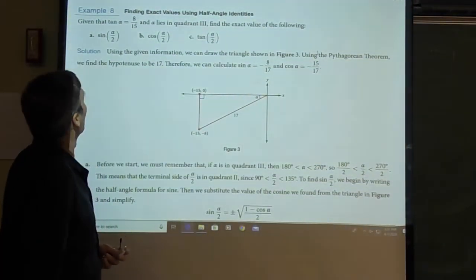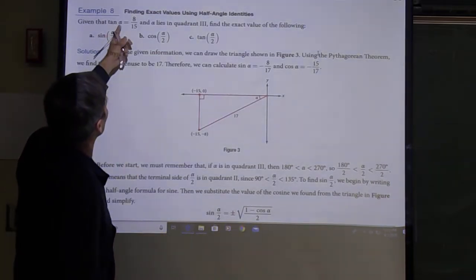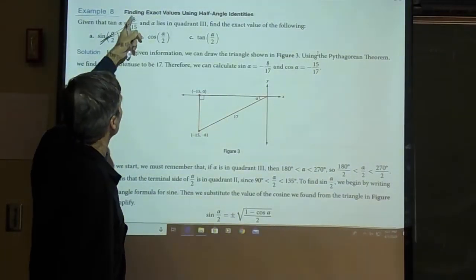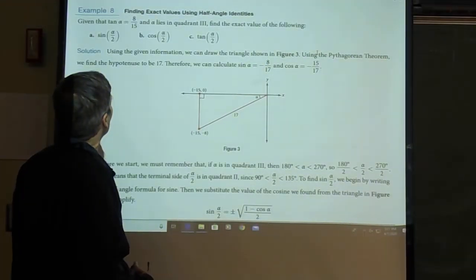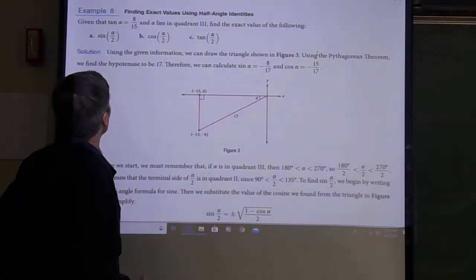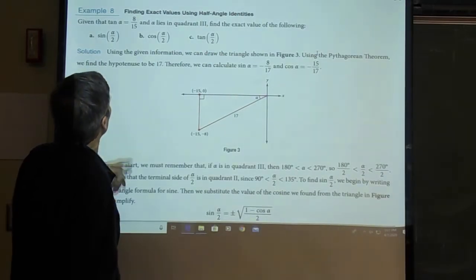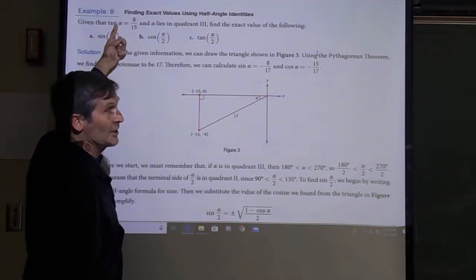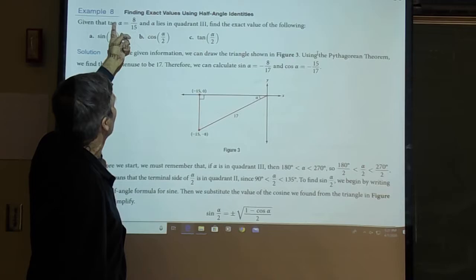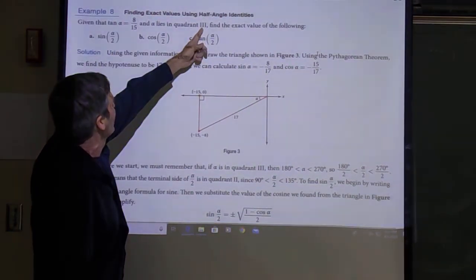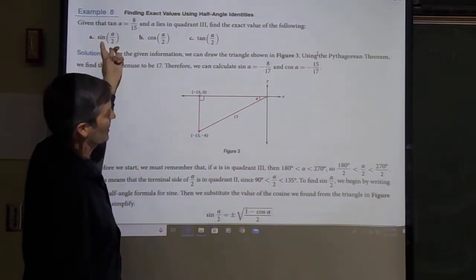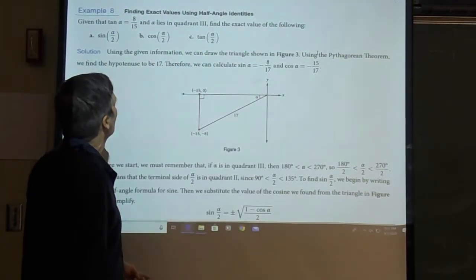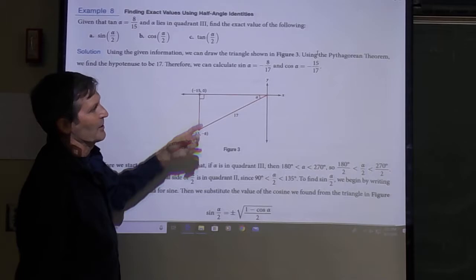Here's another fun one. Suppose the tangent of alpha, some unknown angle, is 8/15. I can use the half angle identities to find the sine, cosine, and tangent of half that angle. If I know a trig function of any angle and a quadrant, here I know alpha is in quadrant 3, it turns out I can find all 6 trig functions of the half angles too. So we'll do sine, cosine, and tangent again in this section.